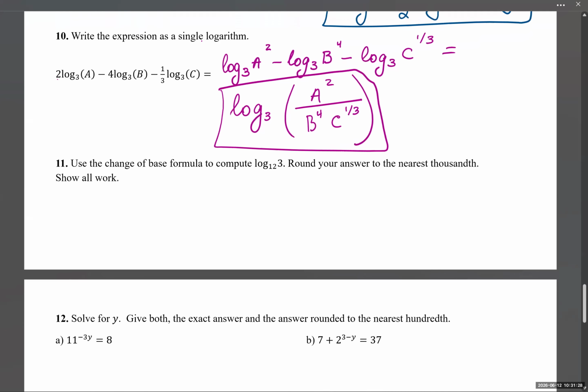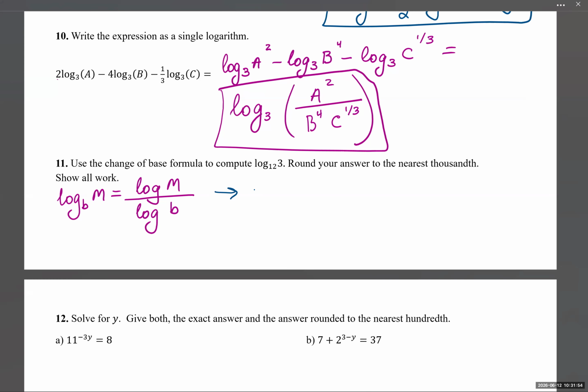Change of base formula. So change of base formula looks like this. Log base b of m can be written as log base 10, let's say, of m divided by log base 10 of b. Why base 10? Because it's built into our calculators.